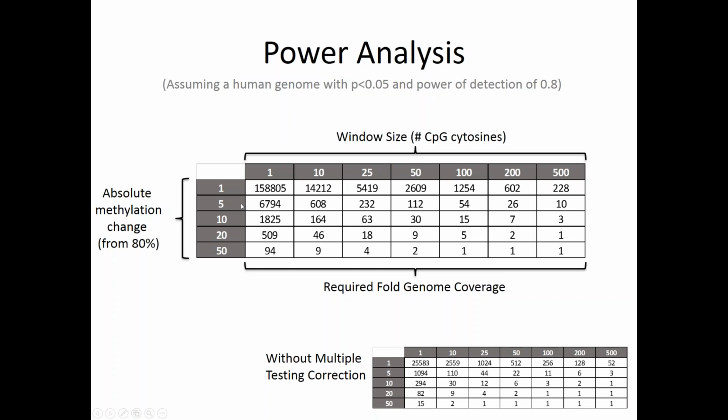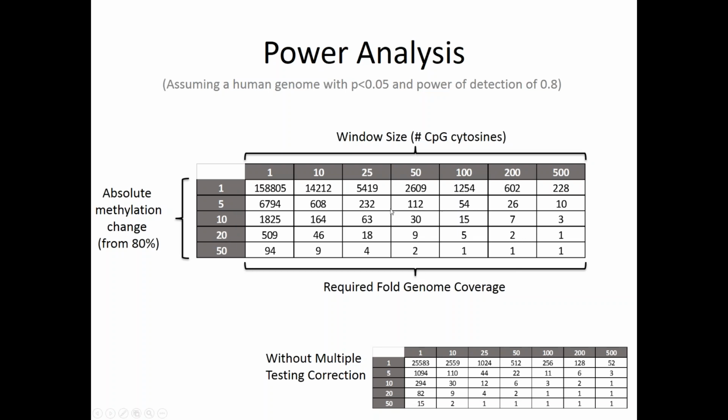The table that you can see in here shows us the size of region that we analyze. So this is numbers of cytosines. This will be analyzing each cytosine individually up to putting 500 adjacent cytosines together in an analysis window. And the y-axis shows the size of the methylation change. So if our reference methylation is 80%, would we detect a change to 79% or 75% or 70% or 60% and so on? Okay, so the increasing size.